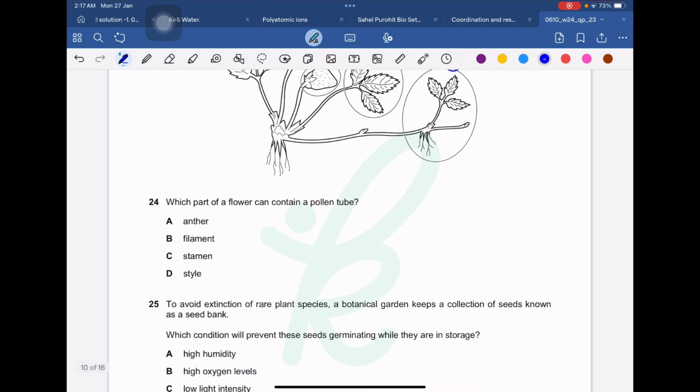Let us go to question number 24. Which part of a flower can contain a pollen tube? So the pollen tube is present in the style, because after pollination the pollen grain generates a pollen tube which goes all the way through the style towards the ovary. So the answer for this is style.